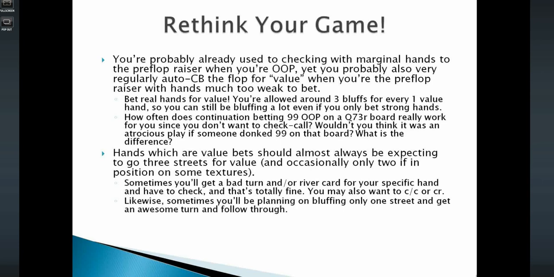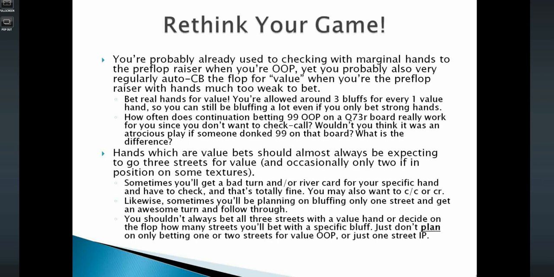Likewise, sometimes you'll be planning on bluffing only 1 street and get an awesome turn and follow through. You shouldn't always bet all 3 streets with value hands or decide on the flop how many streets you'll bet with a specific bluff. Just don't plan on only betting 1 or 2 streets for value out of position, or just 1 street in position.